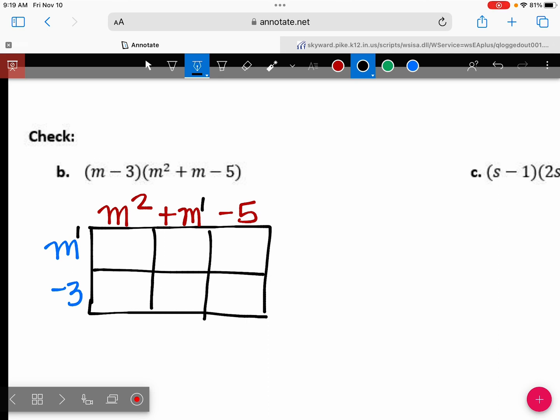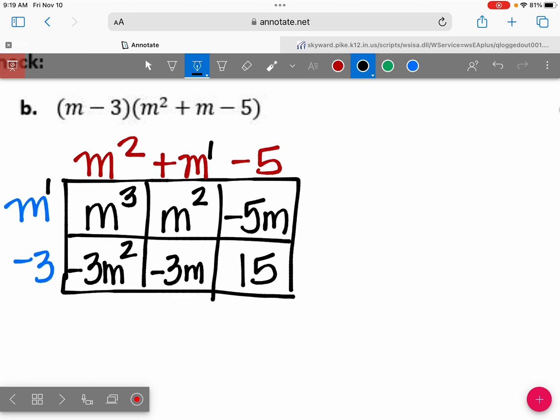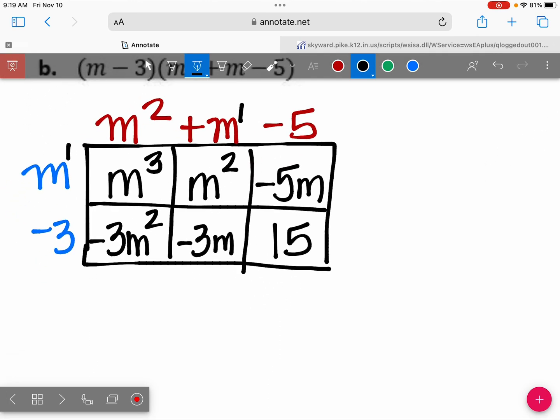All right, so we would have m to the power of 3, and then m to the power of 2, negative 5m. Who had that in the top row? In our bottom row, we would have negative 3m squared, negative 3m, positive 15. Who had that in their bottom row? All right, good. So you have to make sure all 6 of your boxes match my boxes. All 6 have to match my 6. So if they don't, fix the ones that aren't a match.